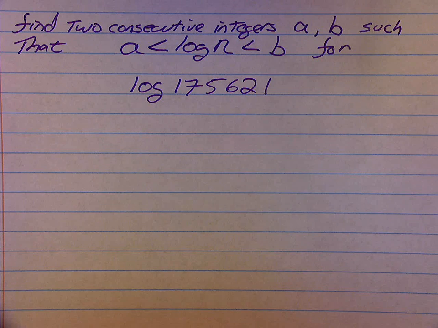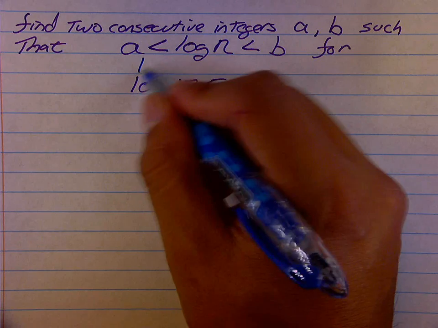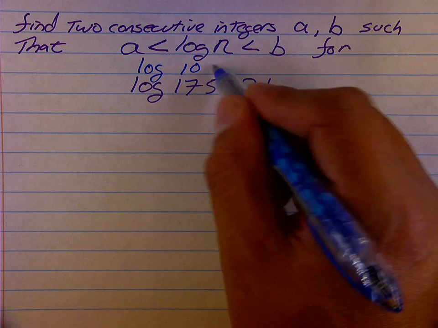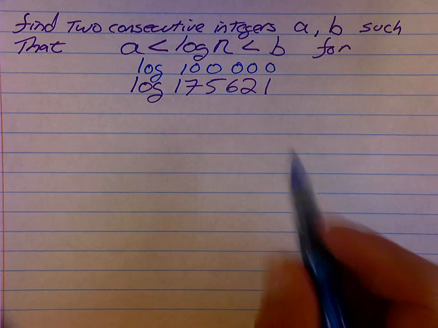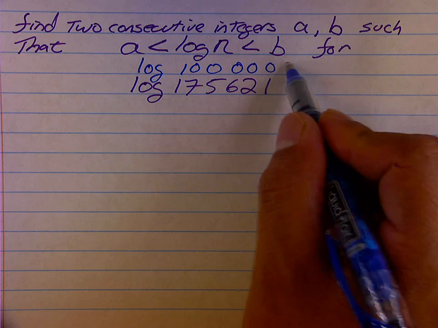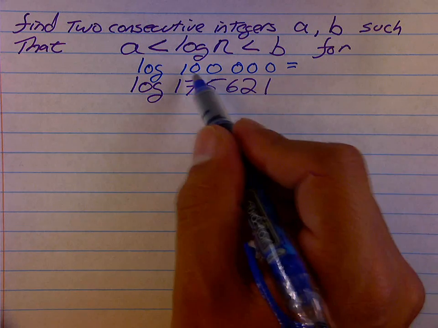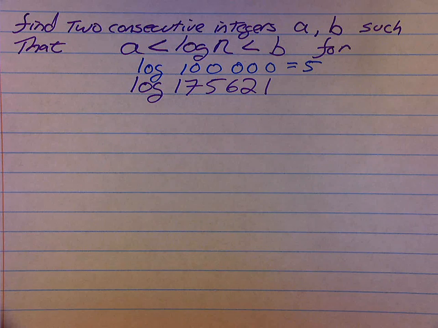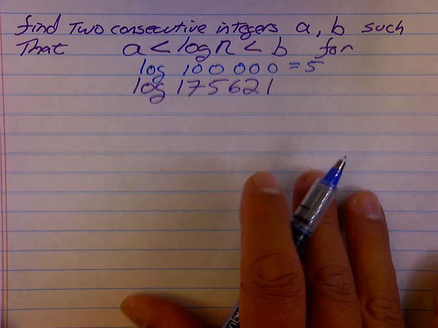Find two consecutive integers a and b such that a is less than log of n, which is less than b, for the given number, log of 175,621. So to accomplish this, all I'm going to look at is this number. I know this number is smaller, but it is exactly 1, 2, 3, 4, 5. So 5 is smaller than this logarithm.